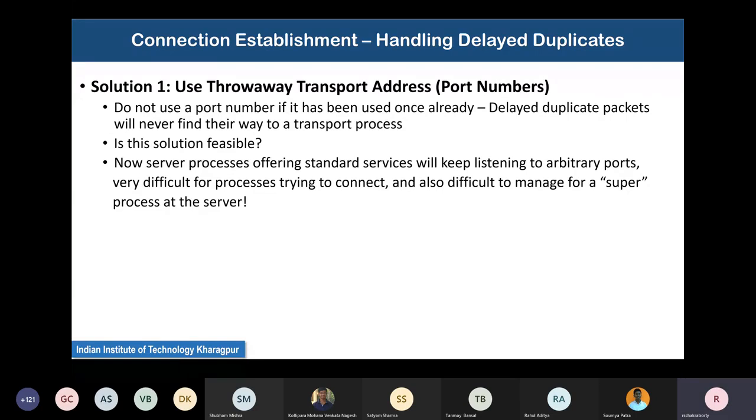There will be no confusion. Okay. So, I mean, this is a big problem. This is a feasible solution. The problem is that now server processes will start offering standard services. Those that offer standard services will keep listening to arbitrary ports. Okay, and it will make it extremely difficult for processes trying to connect.